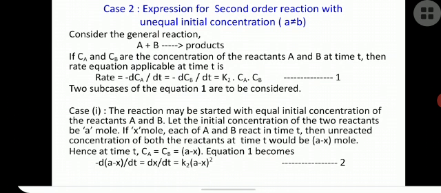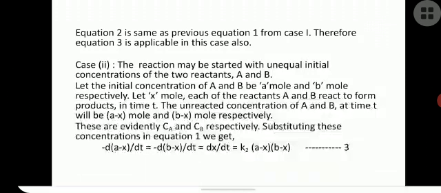Therefore, equation 1 becomes −d(a − x)/dt = dx/dt = k2(a − x)². It is equation number 2. This equation 2 is the same as the previous equation 1 from case first. Therefore, equation 3 is applicable in this case also.